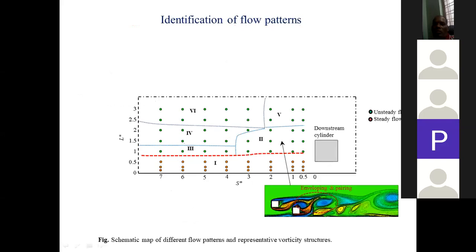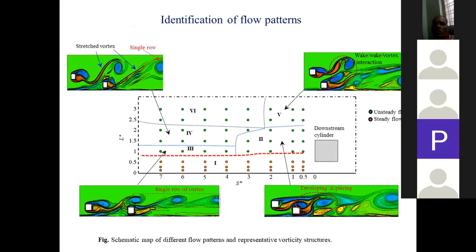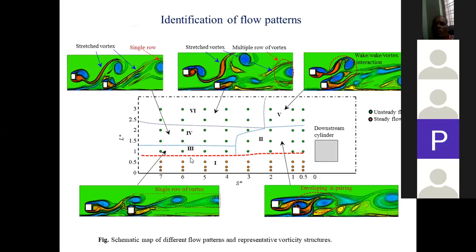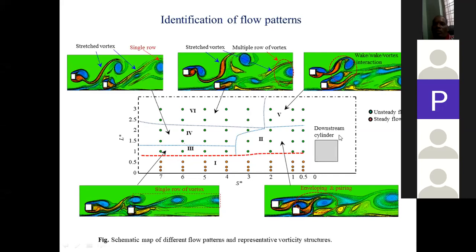You can see here, similarly, we have classified different flow patterns. Below this red dash-dot line, the flow remains steady. I mean, the flow from this main downstream cylinder remains steady for this location of the upstream cylinder. But as we move the cylinder away from the wall and from the cylinder, the flow becomes unsteady.